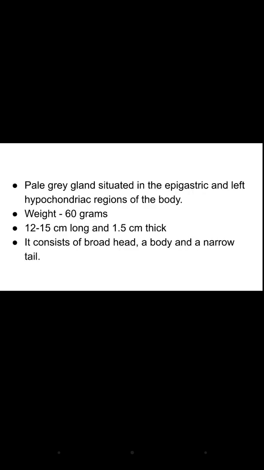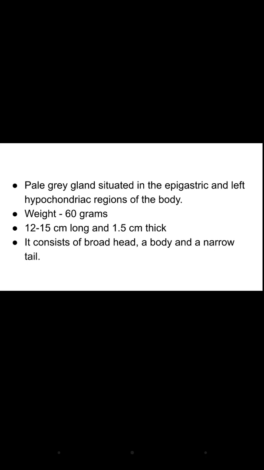So, what is a pancreas? It is a pale gray gland. It is situated in the epigastric region and the left hypochondriac region. As you all know, we have 9 regions in the abdomen. The pancreas lies in the epigastric region and the left hypochondriac region.